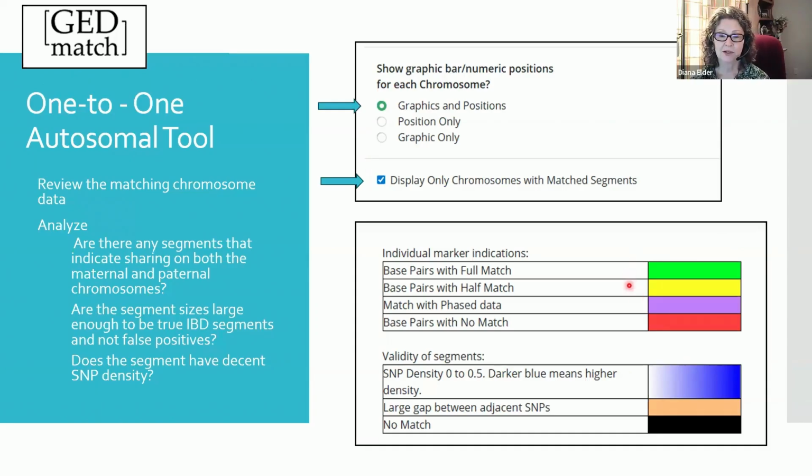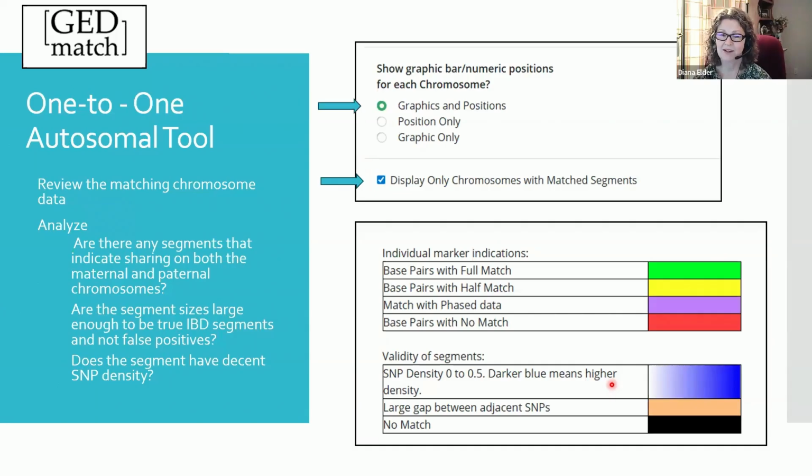And so we're going to usually see the yellow. Now, we also want to pay attention to this blue. And so we want to have darker blue or at least in the middle. And this just means how dense are the SNPs here. So we know that when the testing companies test someone's genome, they're not testing the full genome.